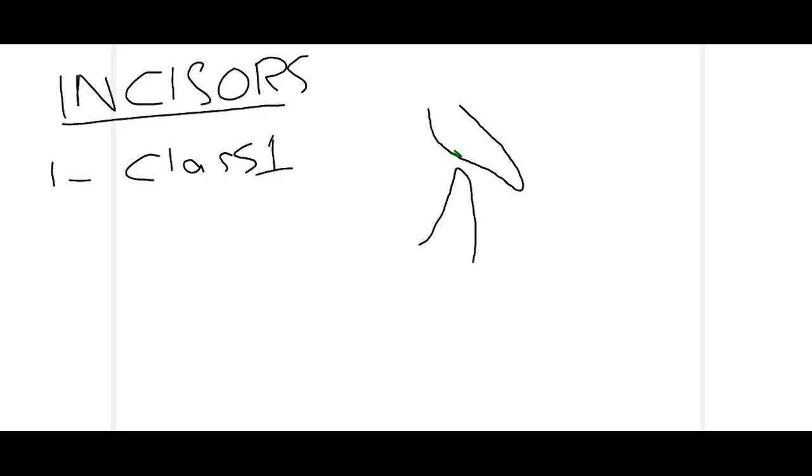The incisal edge is immediately below the cingulum of the maxillary central incisor. It occludes with it or lies just below the incisal edge of the mandibular central incisor.